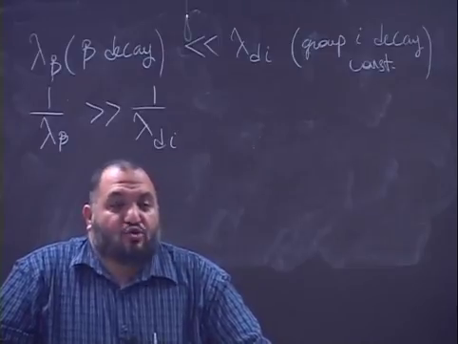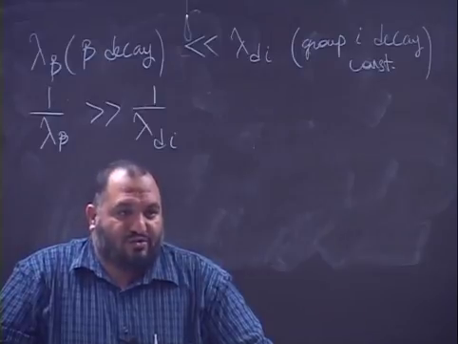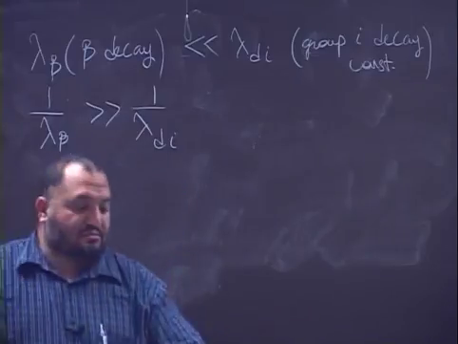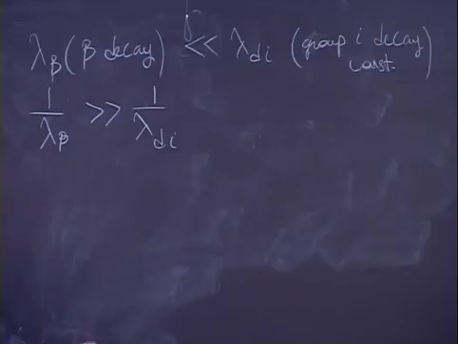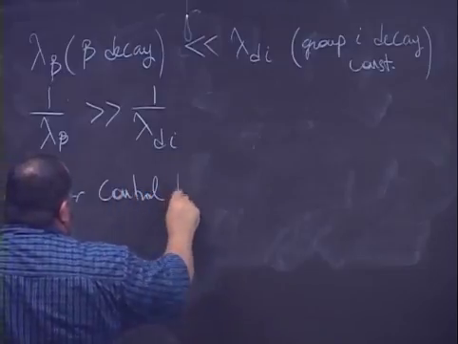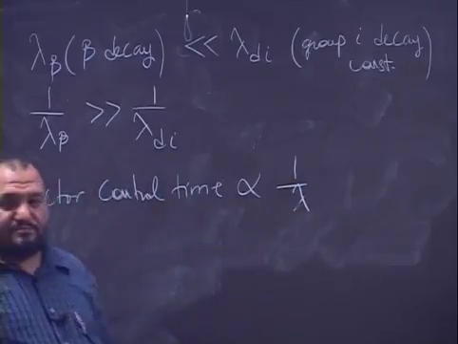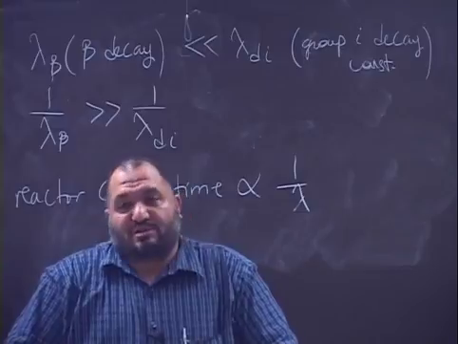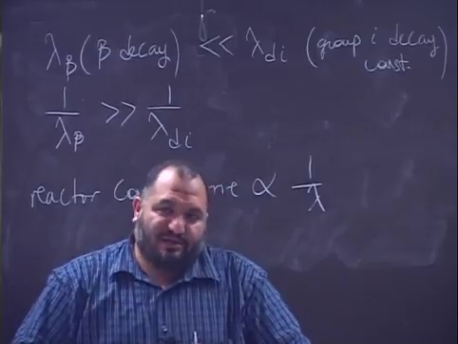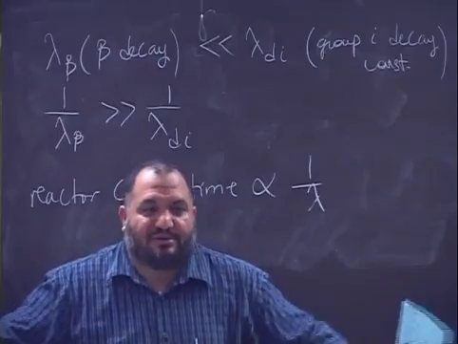Yes, so this lifetime, or the period of the reactor, is proportional to 1 over lambda. So the reactor control time is proportional to 1 over lambda. Yes, because the reactor control time is what? The lifetime plus the delayed time for the delayed neutron. Yes, and this is what makes the reactor control time relaxed a little bit in the delayed neutrons.